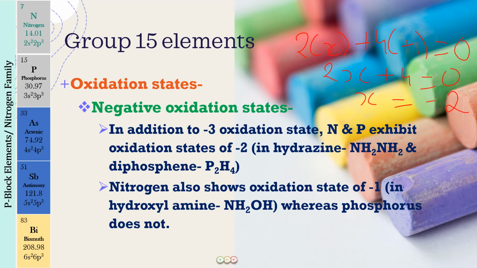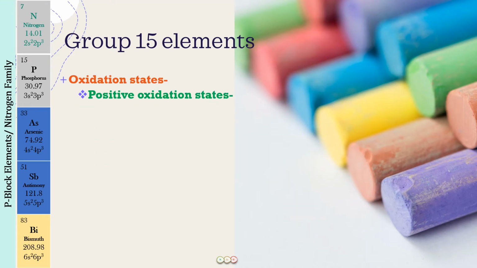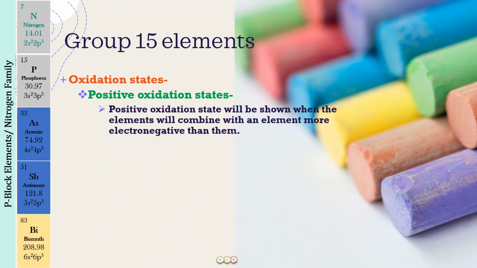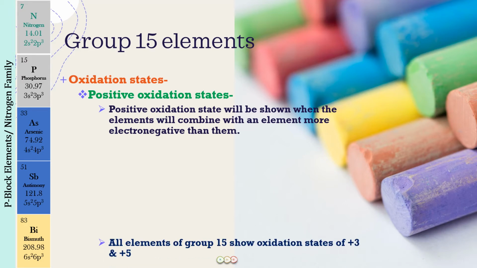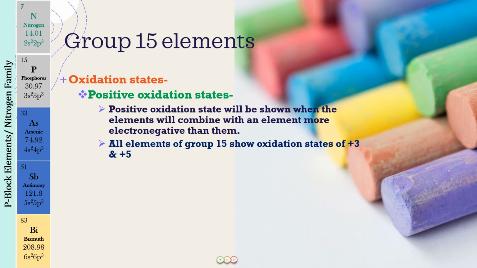So now let us talk about the positive oxidation states. These will be shown by the group 15 elements when they combine with an element which is more electronegative than them. Okay, and the most common oxidation states that we will be seeing are +3 and +5, although +1, +2 and +4 are also possible, as I will be telling you just now. Now why are +3 and +5 oxidation states more common? Let me explain that.